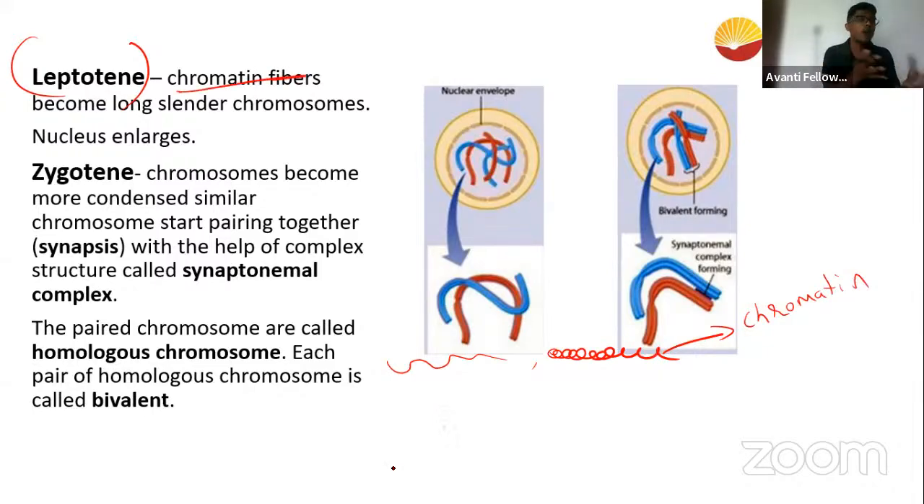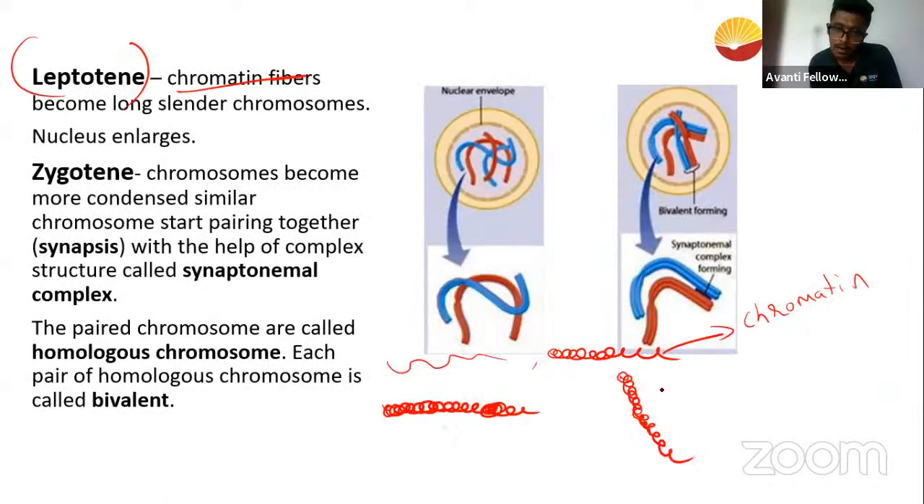Once they're forming into chromatin fibers, they are very long and slender, which means very thin. They become long, slender, thin structures. The chromatin fibers become more and more condensed. They're long now because they are not so tightly packed. It is quite loosely packed, eventually becoming X-like structures. What are these X-like structures called? Chromosomes.